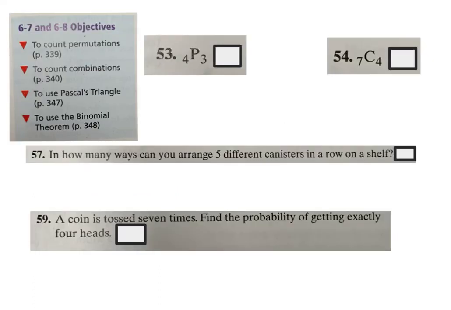So the last thing we did in this chapter was permutation and combinations. Permutation is if order matters. Combinations is if order does not matter. And so then we also did probability of getting exactly this or exactly that. So try those and then we'll go over them.